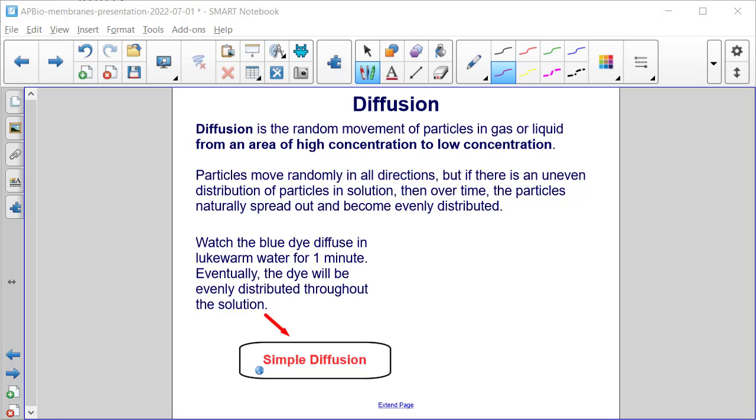Diffusion is the random movement of particles in gas or liquid from an area of high concentration to low concentration. Particles move randomly in all directions, but if there is an uneven distribution of particles in one solution, then over time, the particles naturally spread out and become evenly distributed. Watch the blue dye diffuse in lukewarm water for 1 minute. Eventually, the dye will be evenly distributed throughout the solution.